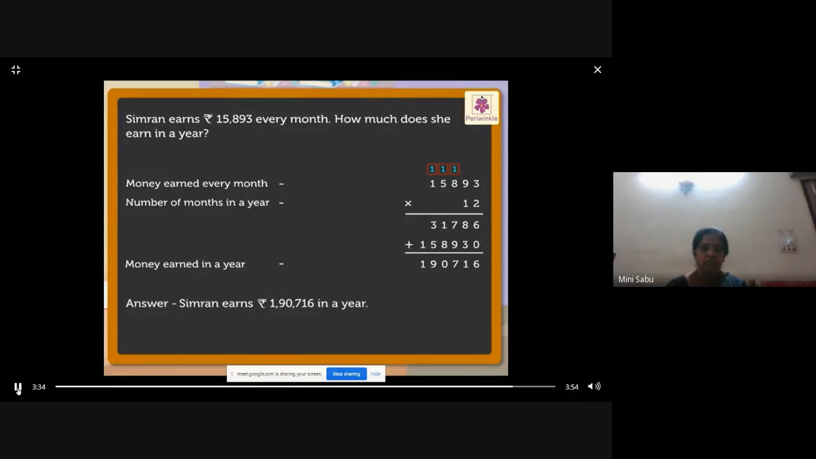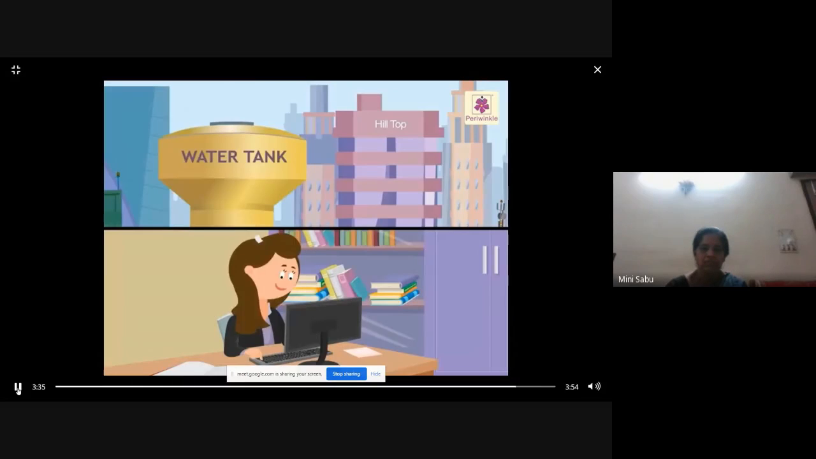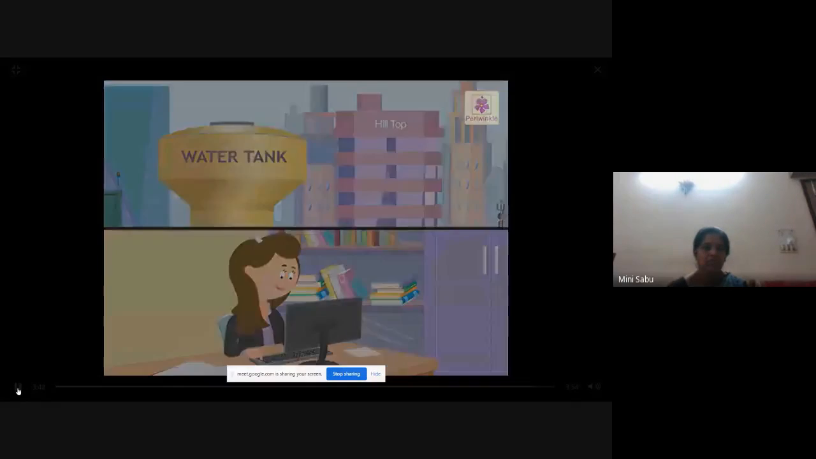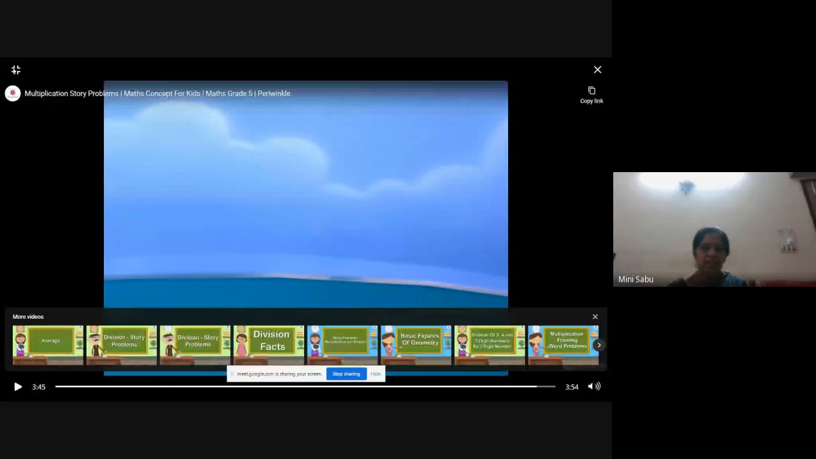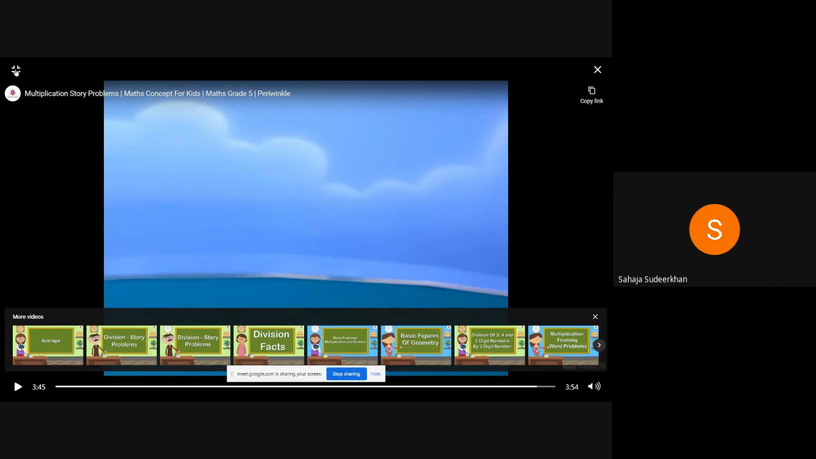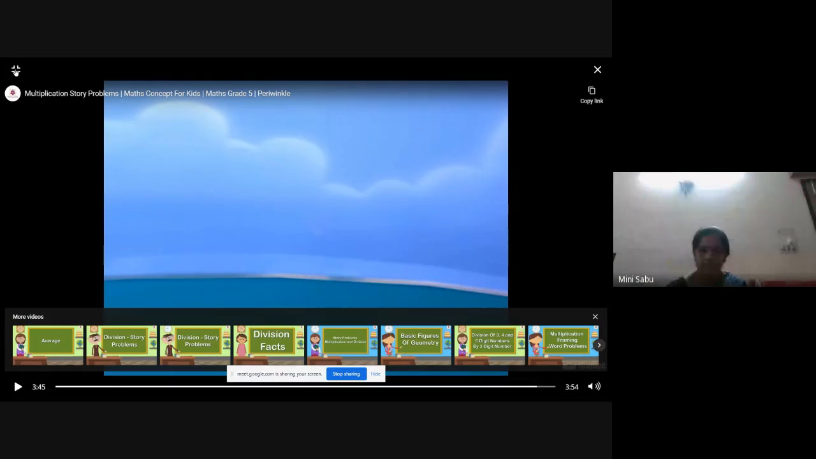Wow! We learned solving multiplication stories and writing statements so quickly. Okay, children, did you understand? Yes, ma'am.